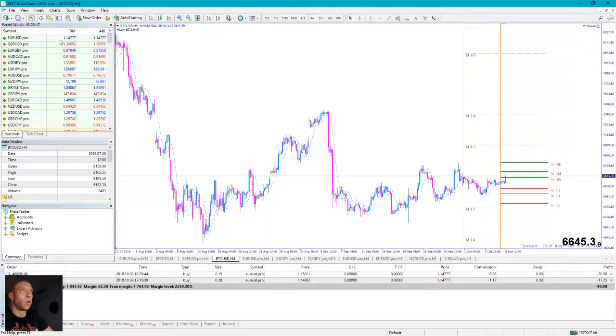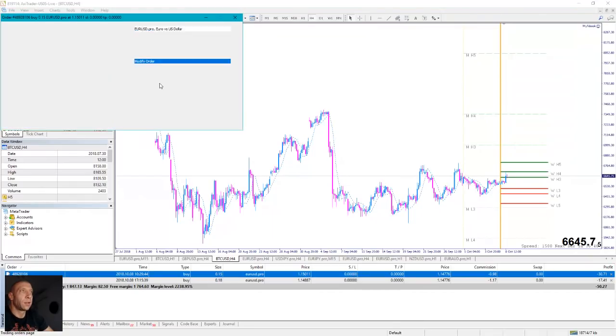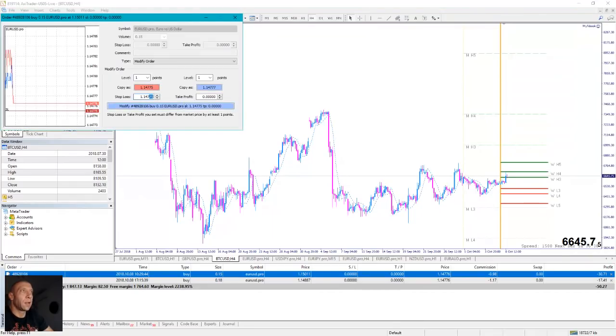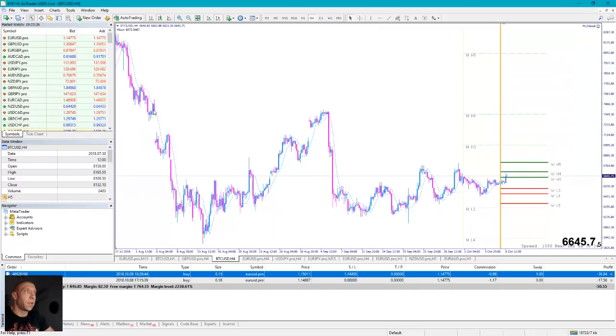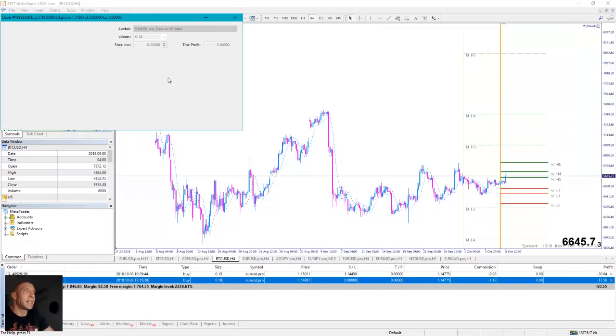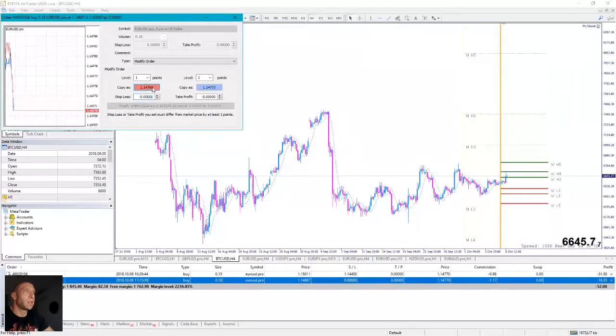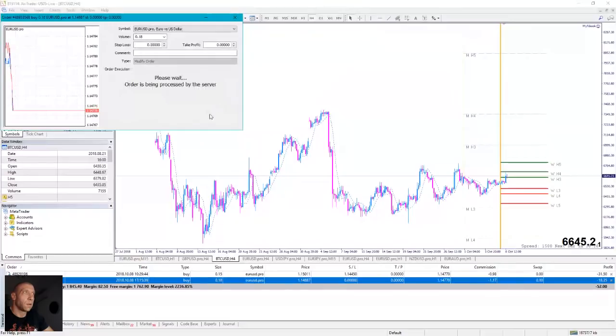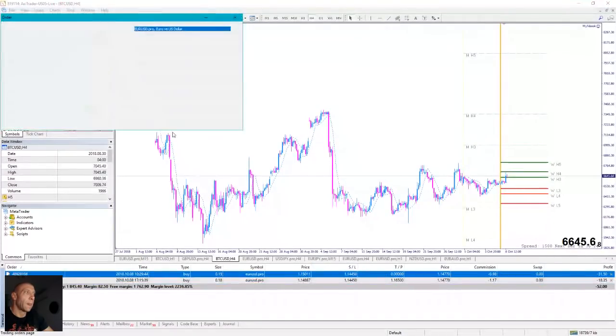You see, I'm long on the euro dollar. I just need to put the stop loss here. I would say 45, because I always add the spread plus something. I would say like this.